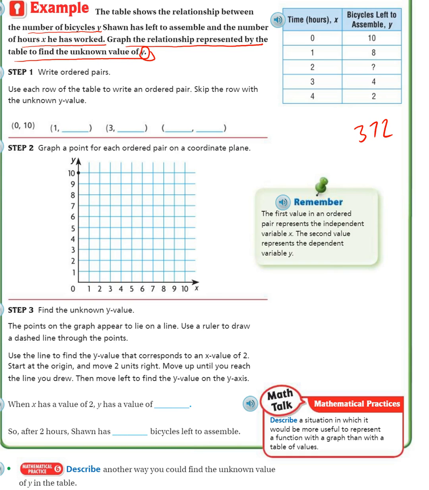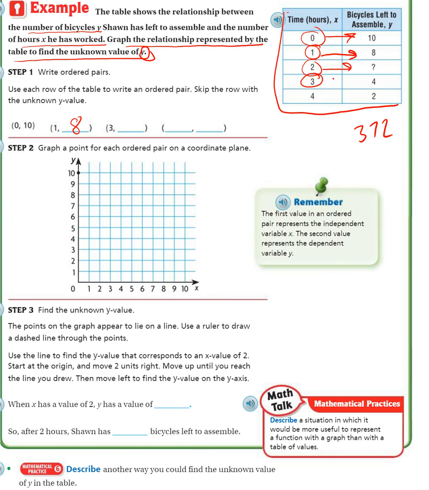Okay, so we can see here, this is our X, this is our Y. We're using this table. So we have created ordered pairs here: 0, 10, 1, 8, 2, we don't know yet, 3, 4, 4, 2. Let's write these as ordered pairs. Our first one, X is 0, Y is 10. Our next one, X is 1, Y is 8. We don't know the value for 2 yet, so we're not going to write that ordered pair. We can't graph it yet until we have 2 points.